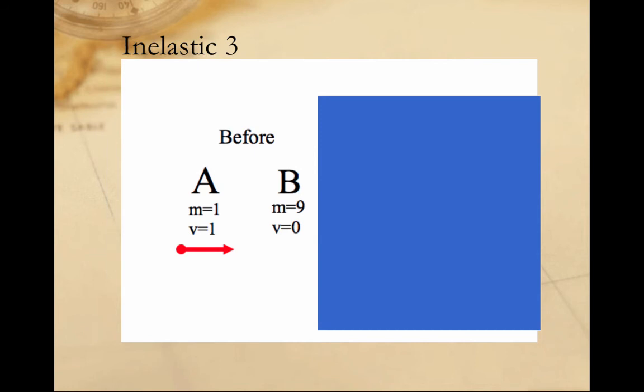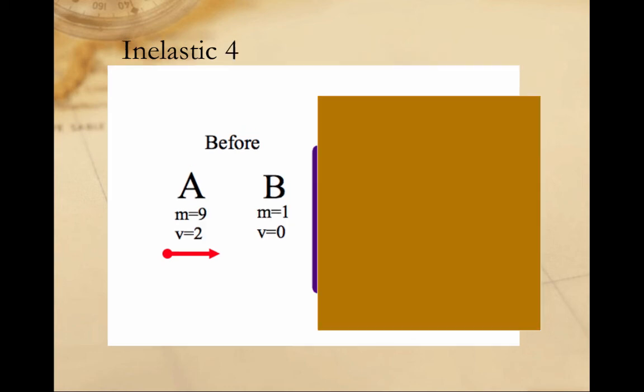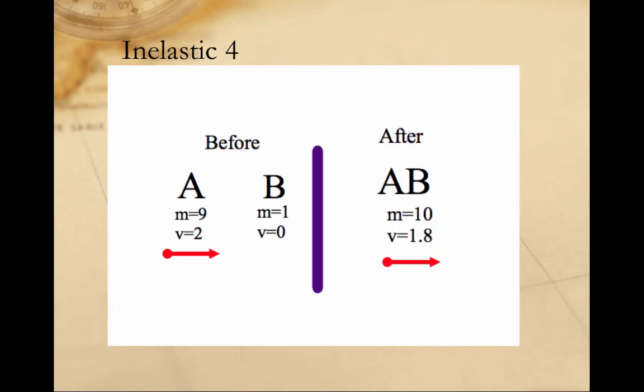If you have a small object moving not very quickly, hits a very large object, the large object slows the smaller object down a whole lot and can actually virtually stop. You have a very large object moving quickly, hits a very small object. The two of them stick together, the velocity does slow down, but not very much.